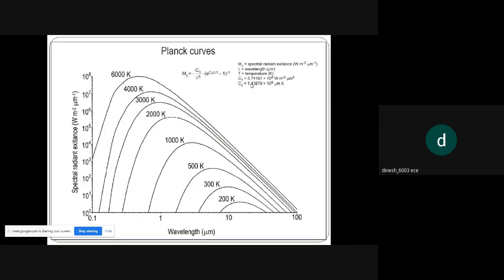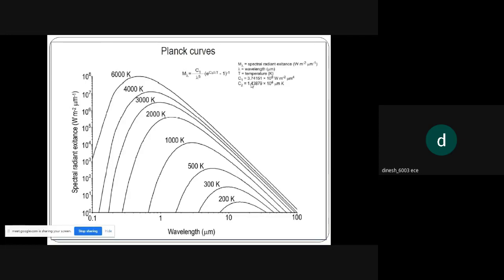Next is Planck's curves, spectral radiant existence versus the wavelength. Where M lambda is the spectral radiant existence measured in Watt per meter square per micrometer. Lambda is the wavelength measured in micrometers. T is the temperature of the environment or temperature of the object measured in Kelvins. C1 and C2 are constants, with C1 equal to 3.74151 times 10 power 8 Watt per meter square micrometer power 4.